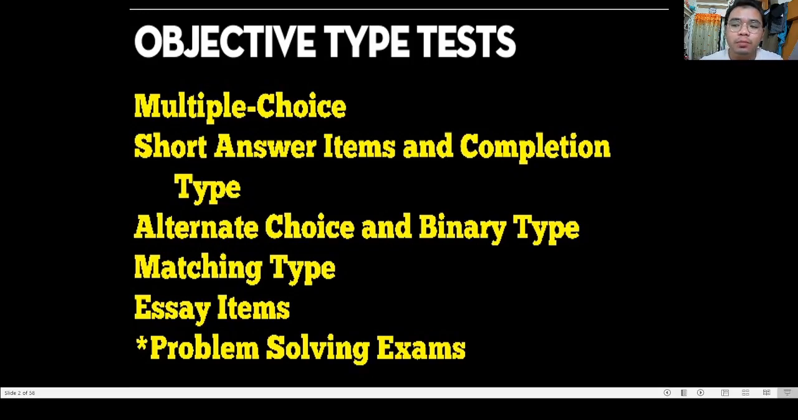Okay. So at this point, we shall be discussing how to construct objective types of tests. In this slide that you are looking at now, listed here are some examples of objective type tests that teachers can design in measuring the learning of their students. So one of these is multiple choice. Then we have short answer items and completion type, alternate choice or binary type. This is what we usually call true or false items. Then we have matching type, essay items, and problem solving exams.